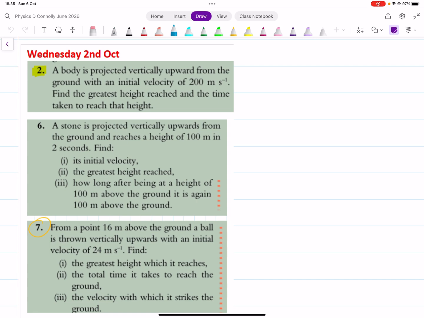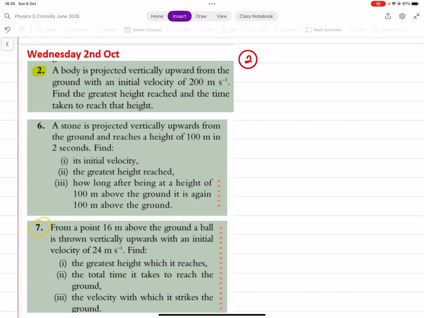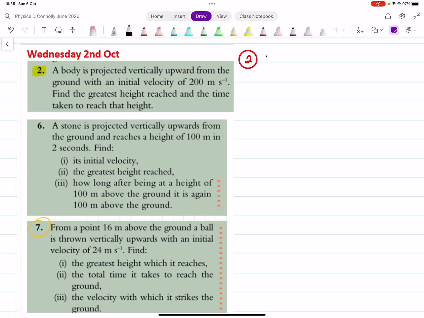Right, so anyway, I'll check if this is done before I post it, but these are the solutions. So a body is projected vertically upward from the ground with an initial velocity of 200 meters per second. Find the greatest height reached and the time taken. Okay, so question 2. We'll go UVAST.